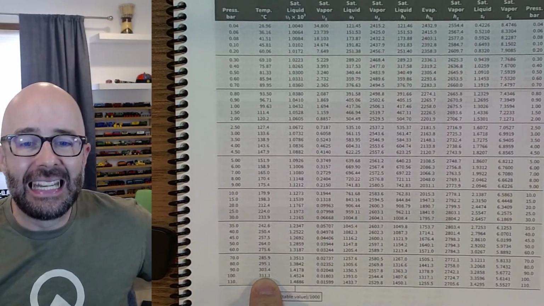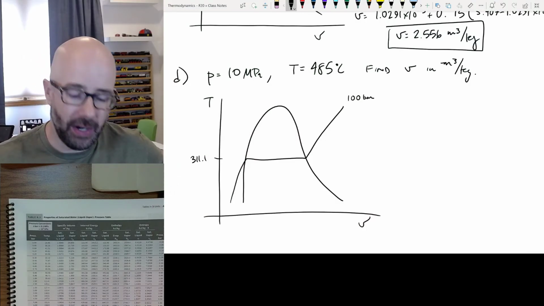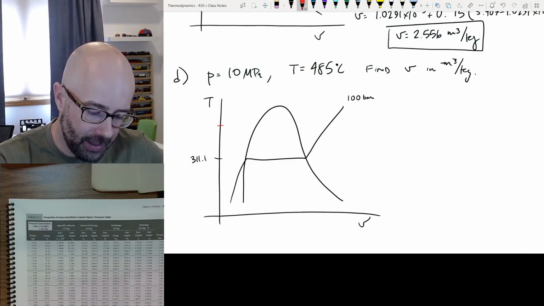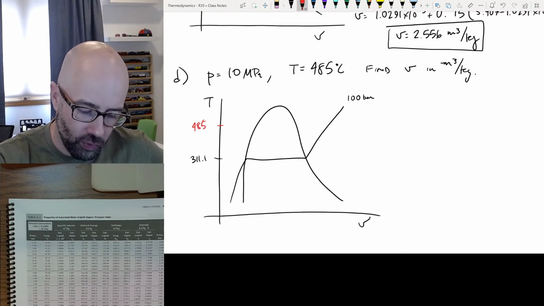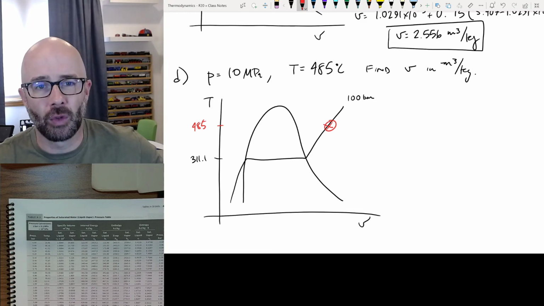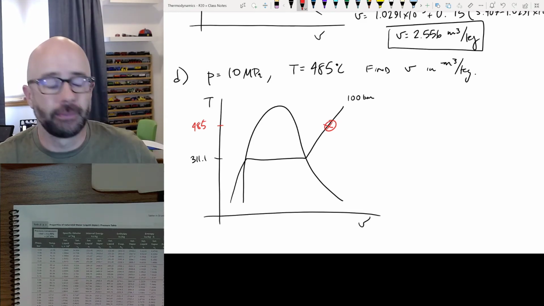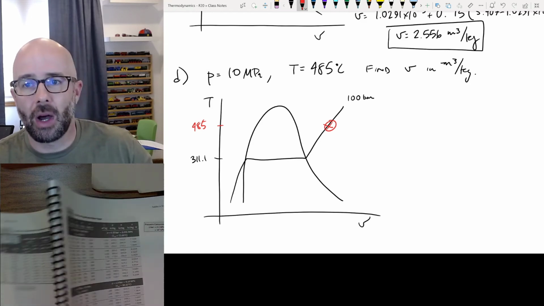What I have been given here in my problem is 485. So I'm well above here at 485. It intersects with it right here. That means I'm a vapor. Great, I'm a vapor. So now I can go to table A4, my superheated water vapor.